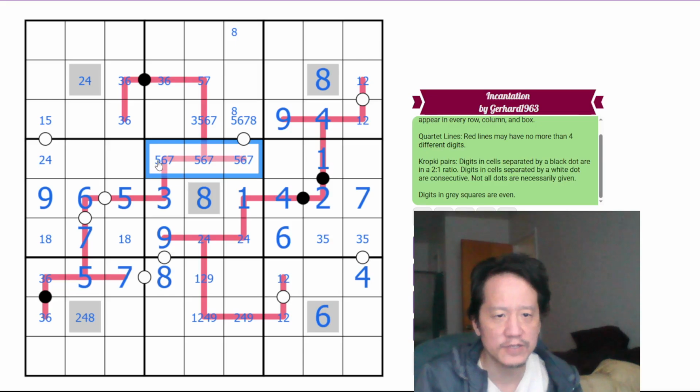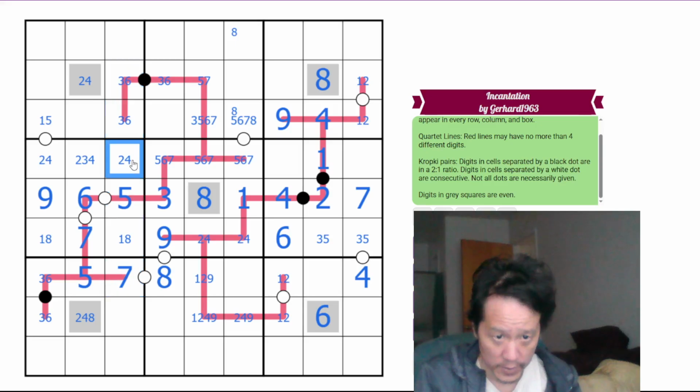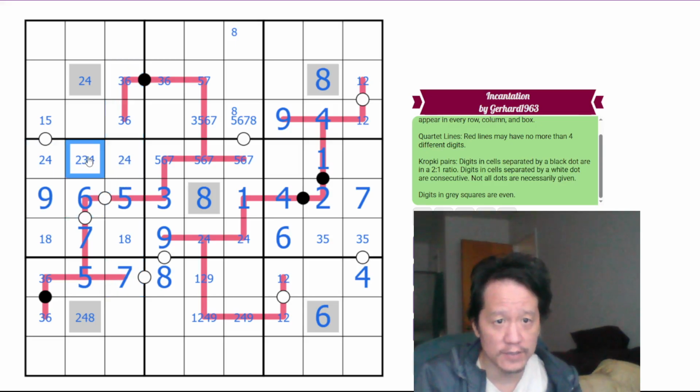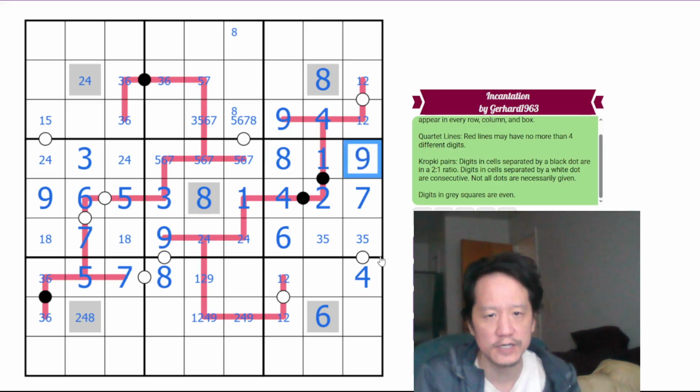We have a 5, 6, 7 triplet here. The remaining digits here are 2, 3, and 4, but this can't be 3 because of the 3, 6 pair in the column. Therefore, that leaves, where's 3 in row 4? It must be here. So this is 3. This has to be an 8, 9 pair, and this can't be 9 because of this 9. So this is 8, which makes that a 9.